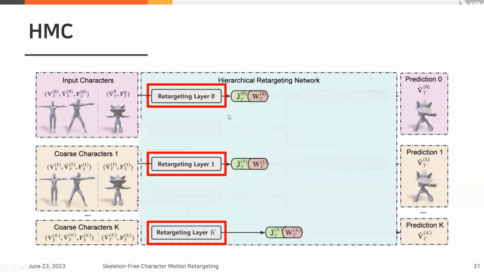So after that, the network complements missing details on low resolution meshes by applying the retargeting layers k times and gradually reconstructs the high resolution meshes. Given the coarsened source and target meshes, each retargeting layer predicts part-wise deformation J tilde and skinning weight W.